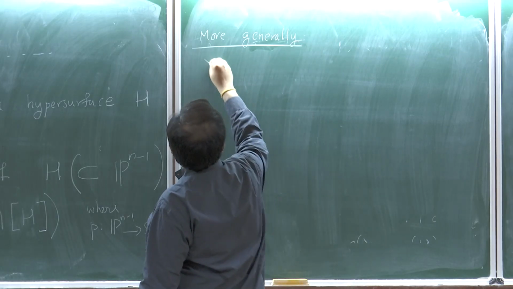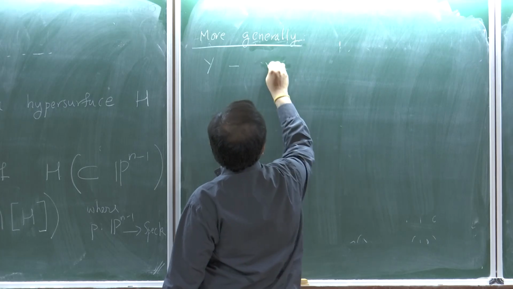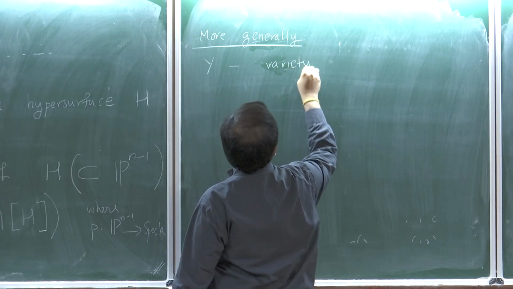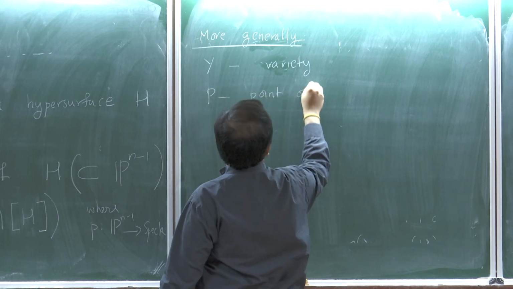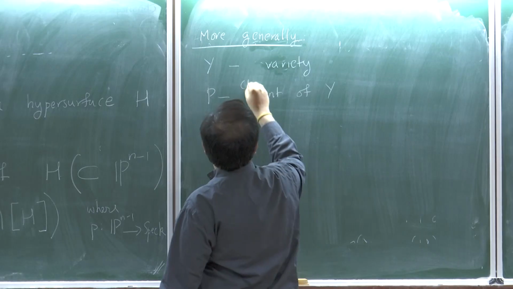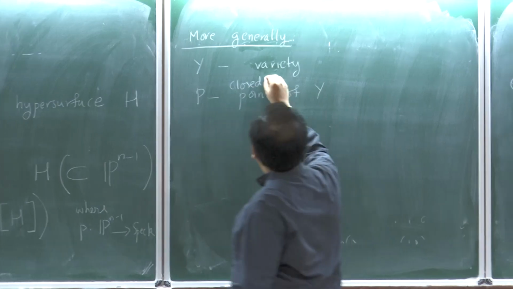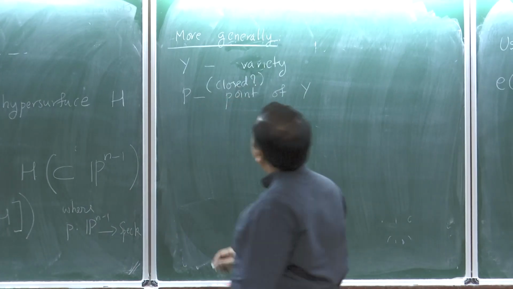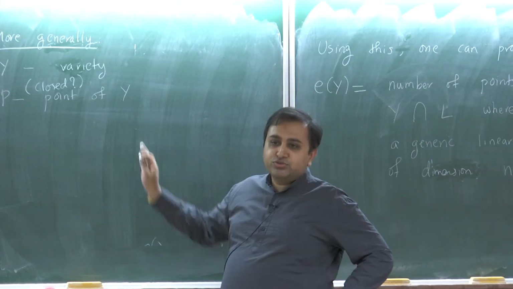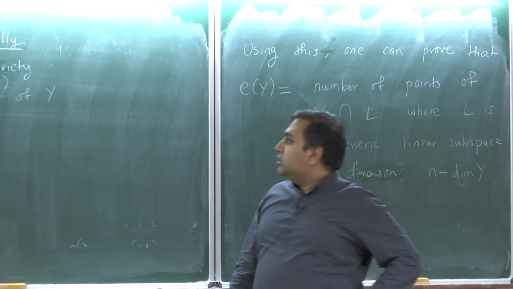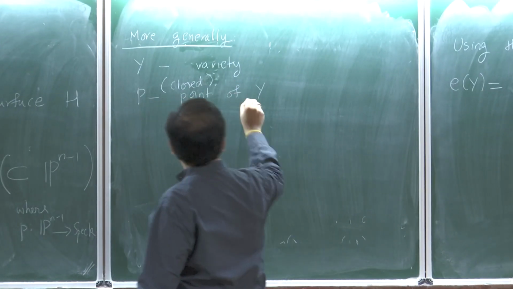So let's say that Y is a variety and P is a point of Y, a closed point of Y. Should it be closed or not? Let's think closed for now. So then what do we want to do? And so this is a closed point of Y.